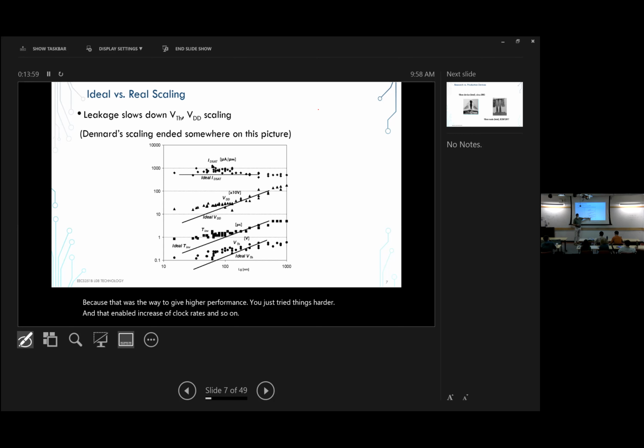But then, because of the issues with leakage in transistors, transistor thresholds were not scaling as well as they were supposed to. They quickly got off the trajectory. Now, in order to keep this greedy thing, high transistor currents, we had to stop scaling the voltages, and the power problem emerged.